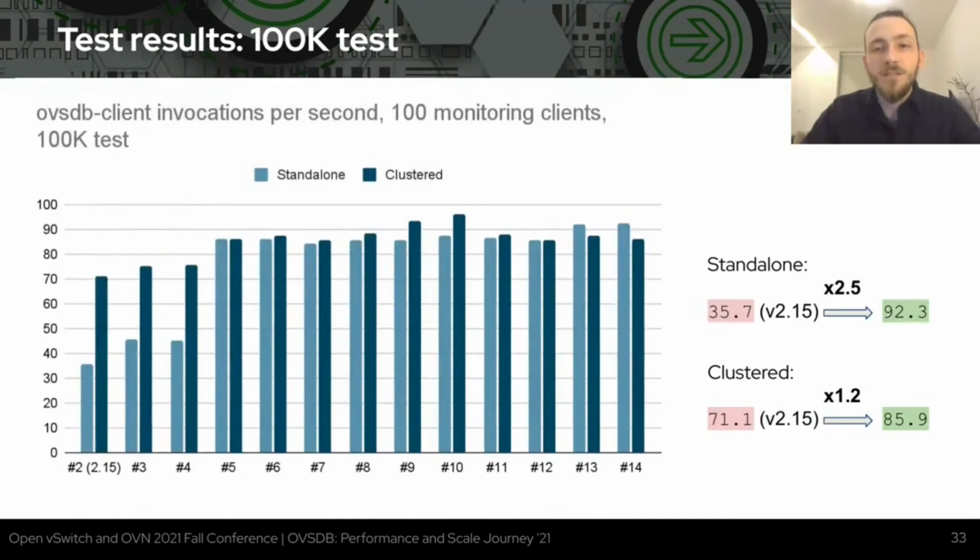And here are the test results for our 100K test for every version that I tested. It also shows some good performance improvement for standalone databases, up to 2.5 times, and for a clustered case, it's about 20%. All these tests had 100 monitoring clients, so they don't represent the OVN southbound workload for clusters with a different number of nodes.